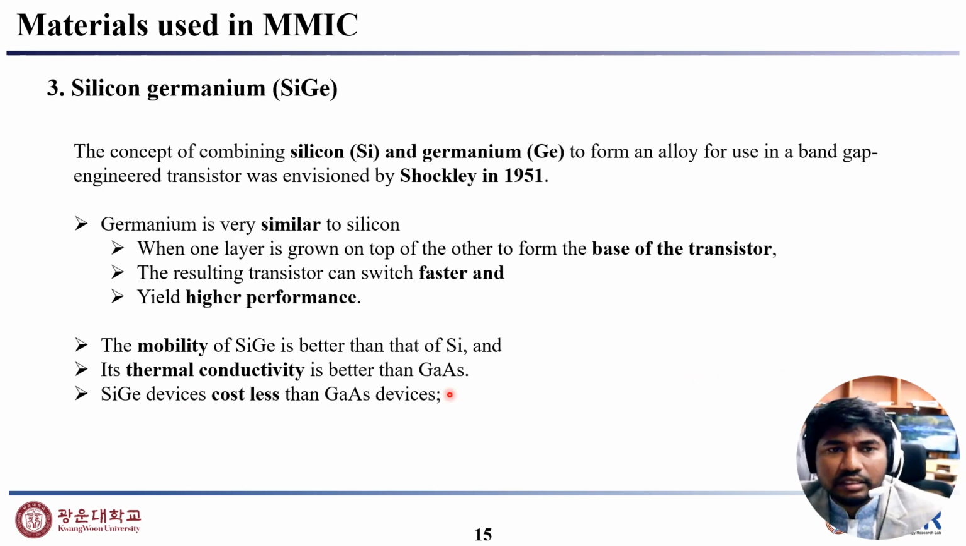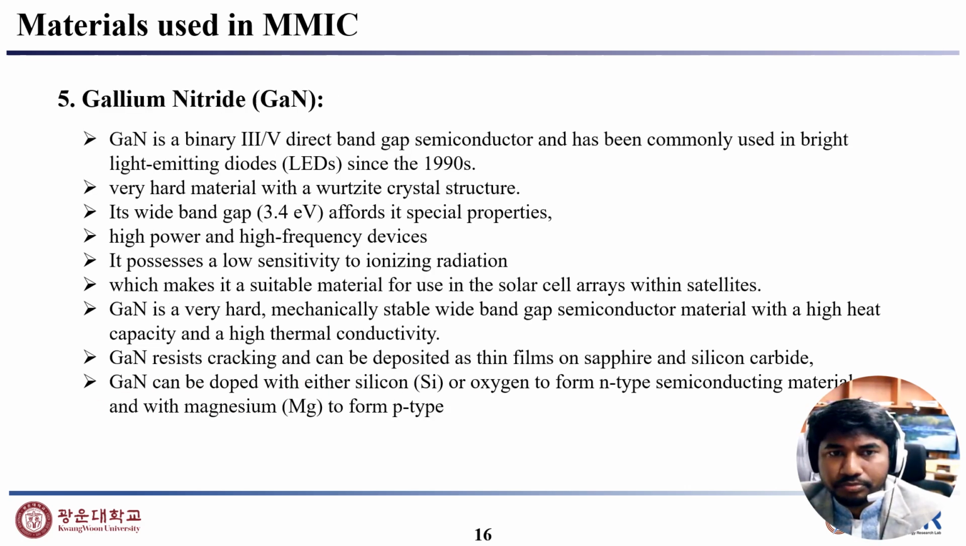And thirdly, silicon germanium. The concept of combining silicon and germanium to form an alloy for use in a band gap engineered transistor was envisioned by Shockley in 1951. Germanium is very similar to silicon, but it has faster and higher performance. Mobility is high, better than silicon. Thermal conductivity is better than gallium arsenide, and cost is low.